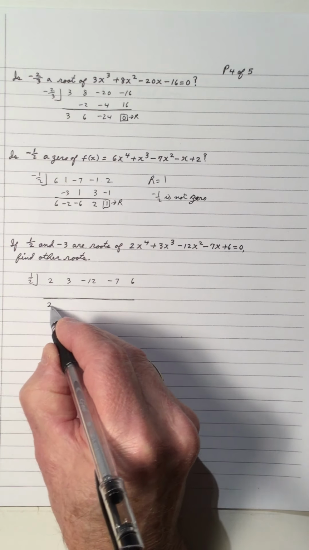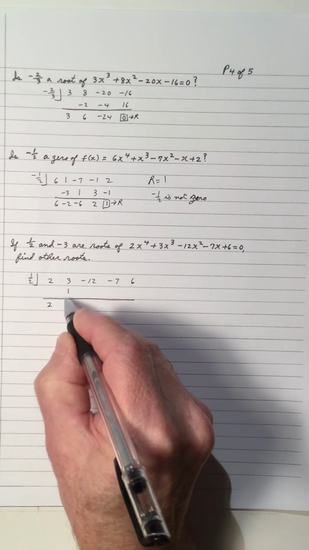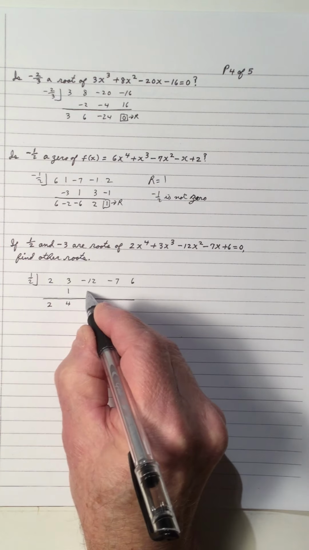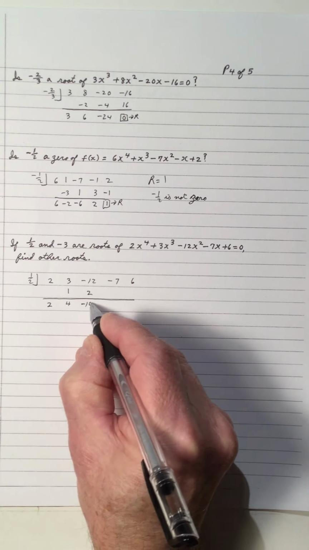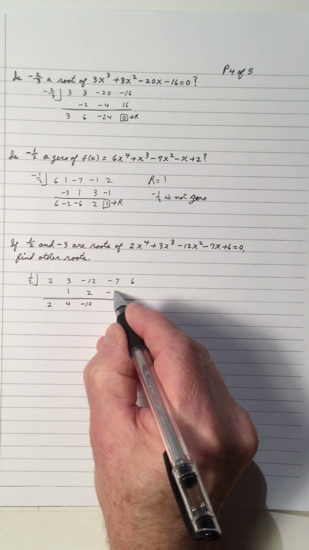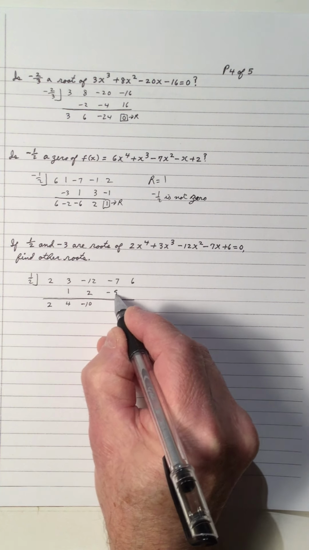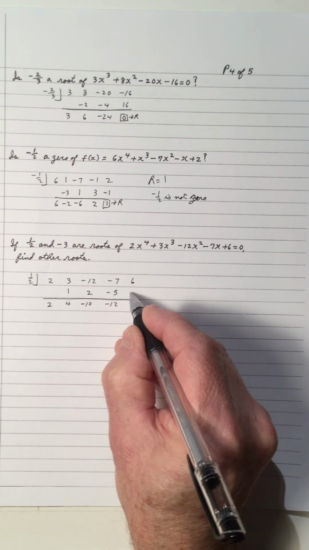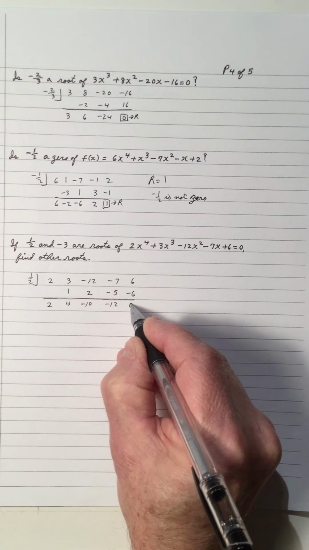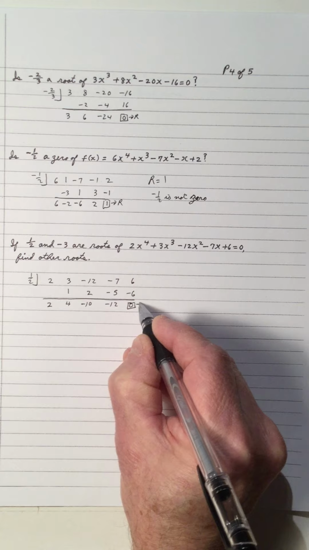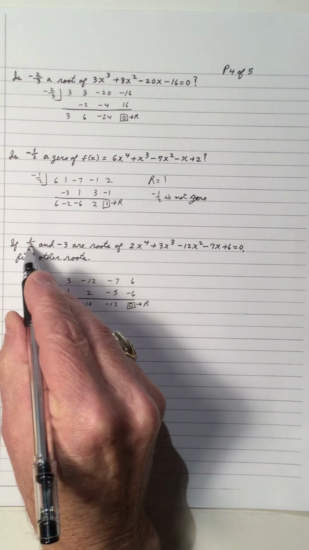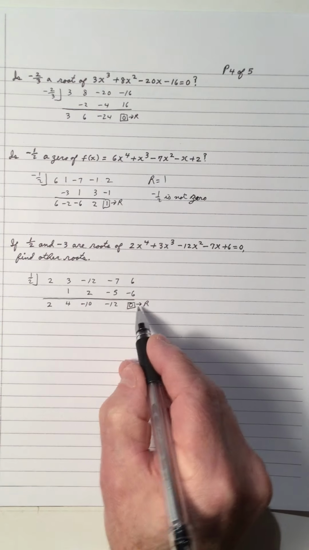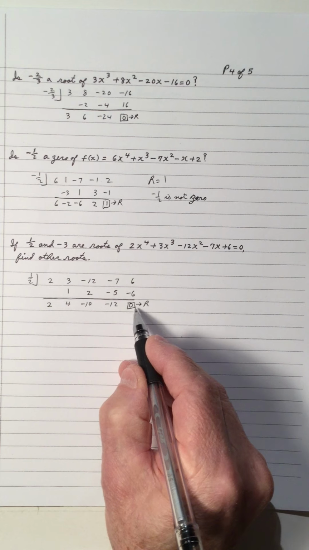So here we go. Put a 2. Half of 2 is 1. Add 4. Half of 4 is 2. Add negative 10. Half of negative 10 is negative 5. Add, and I get a negative 12. Half of negative 12 is negative 6. And I get a 0 remainder. So we knew a half is a root, so we hoped we were going to get a 0 remainder.